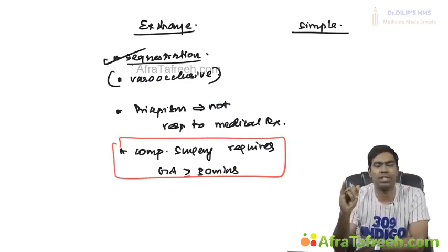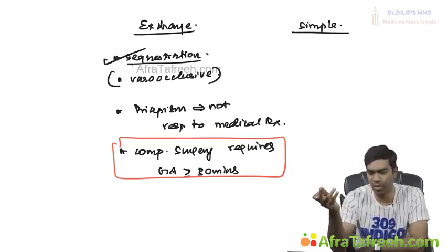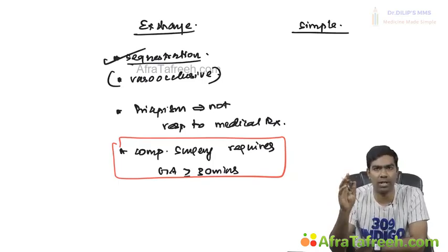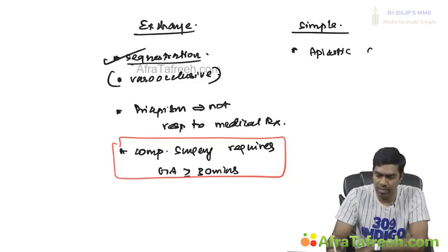So first, sequestration crisis, vaso-occlusive crisis, and any major surgery requiring general anesthesia for more than 30 minutes, and priapism not responding to medical treatment. All these things are indications for exchange transfusion. And simple blood transfusion you can use in aplastic crisis and in patients who are at increased risk of stroke.